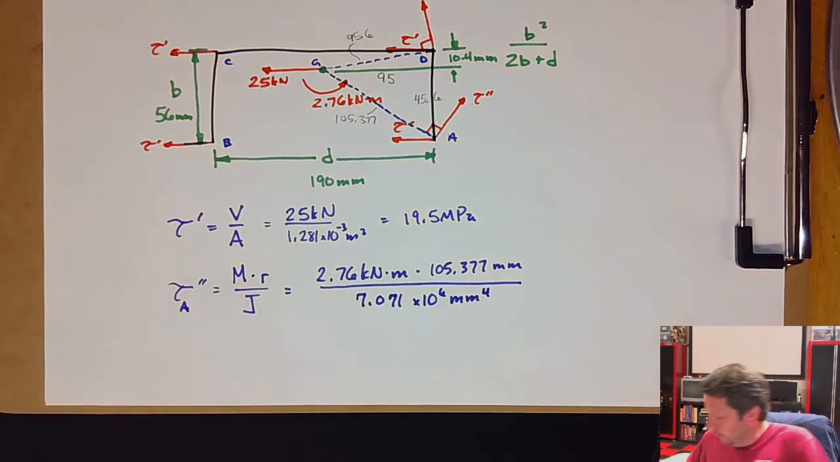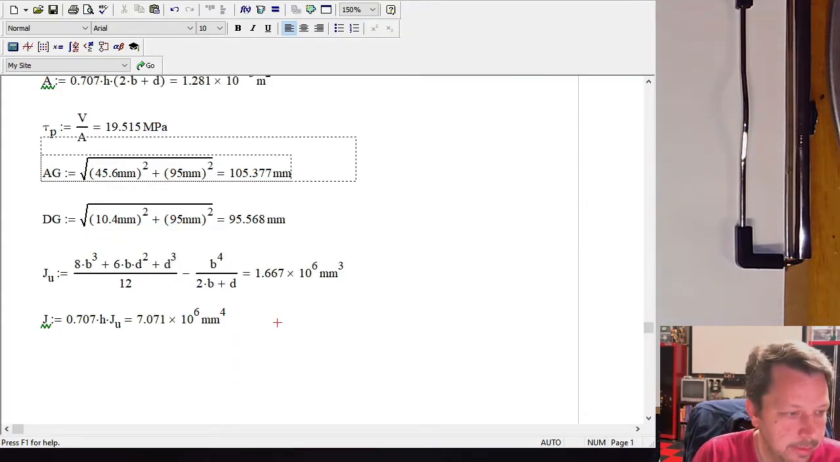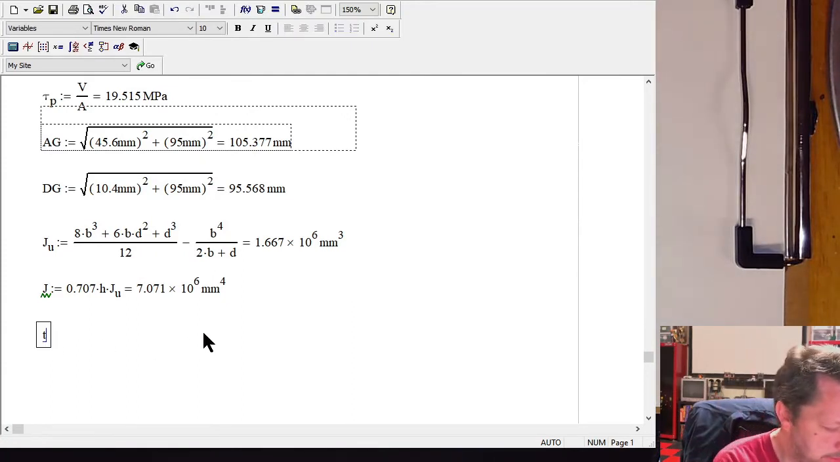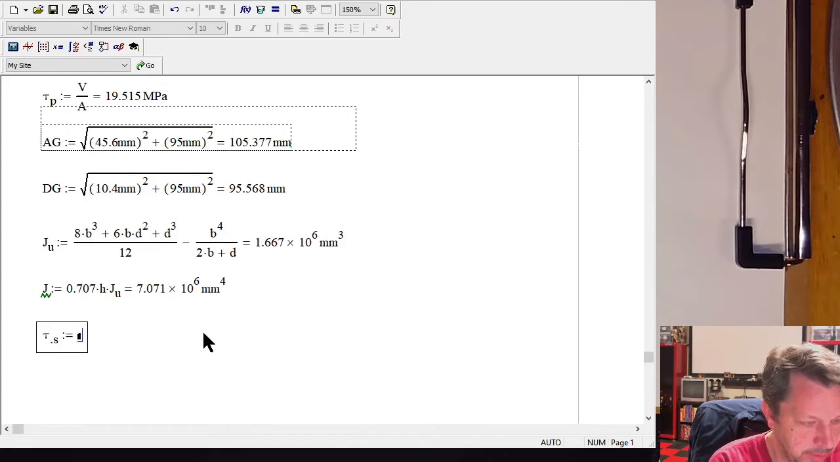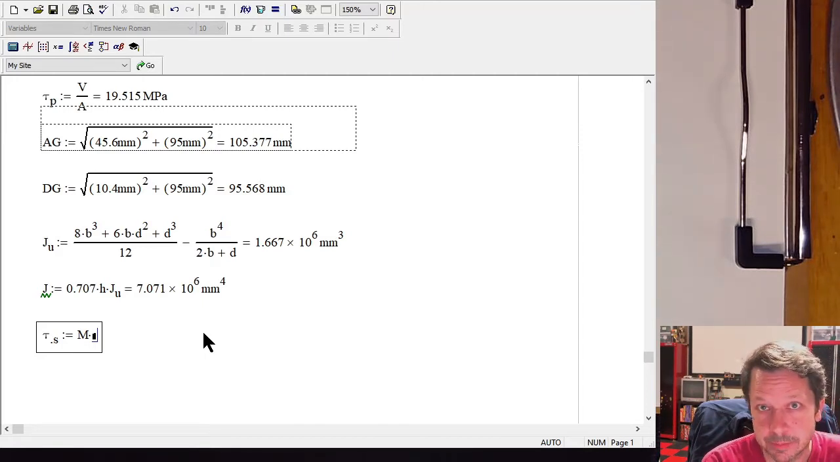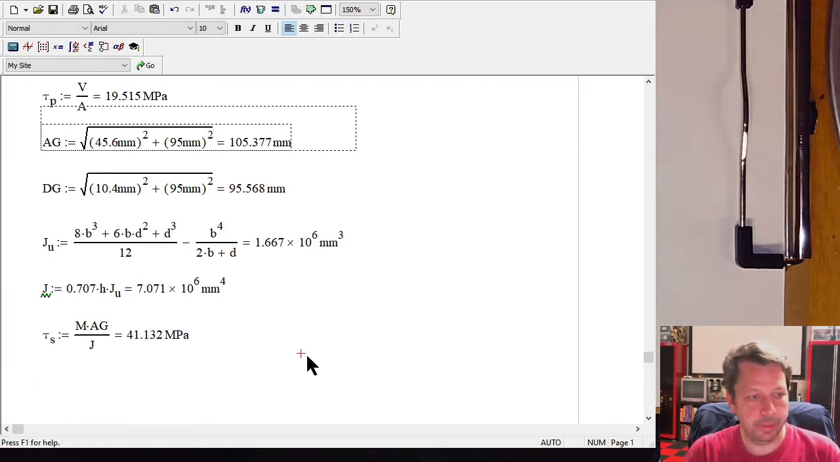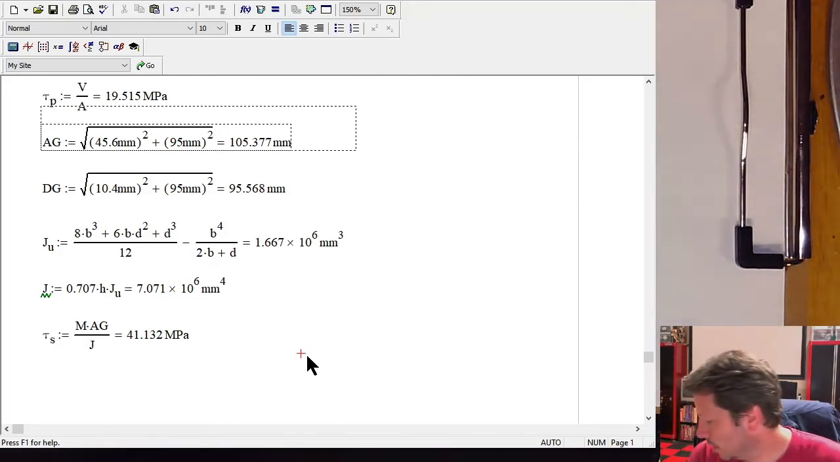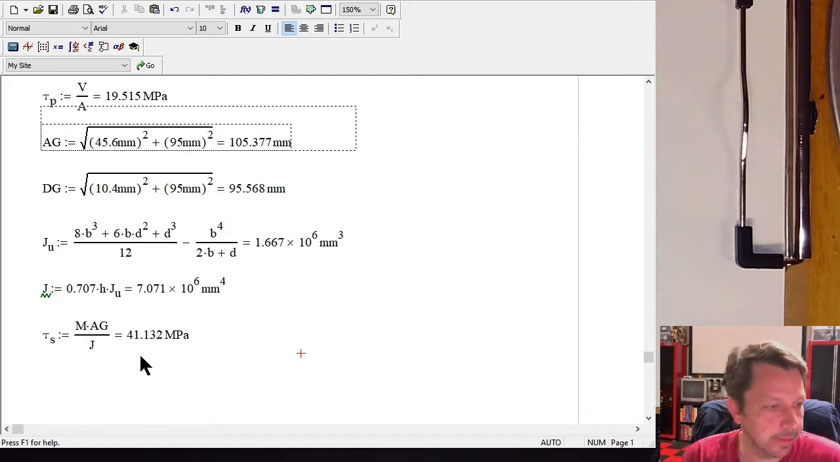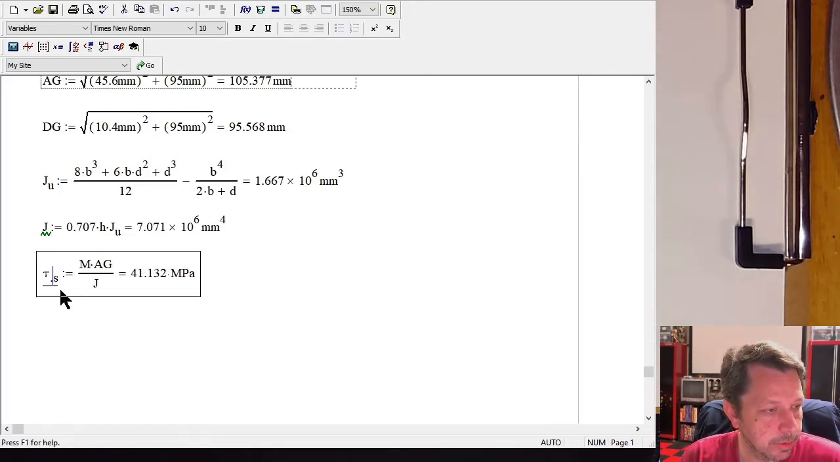Okay. And if we plug that in, let's go to Mathcad. So tau, and this is going to be the secondary, equals M, which we already defined somewhere, times, in this case, R is the moment arm AG, so I'm going to put AG over J. Let's get it in megapascals. 41.132 megapascals. In your book, they have 41.0. That's because they rounded some of these off, where in Mathcad you're not rounding anything, at least not unless you go and tell it to round. And that was for AG.